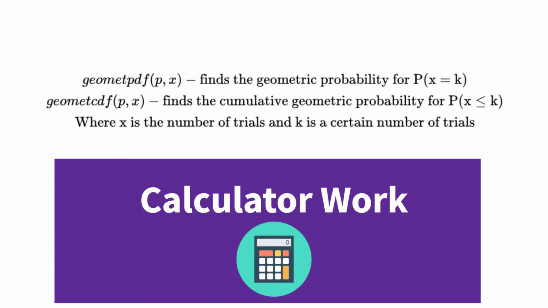The second function we'll go over is geometCDF. This function finds the cumulative geometric probability that a geometric random variable is less than or equal to a value. Use this function when you need to find the probability that it takes at most a specific amount of trials, that being x, to get a success.